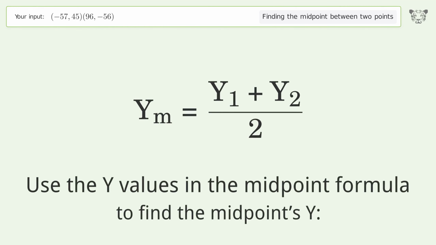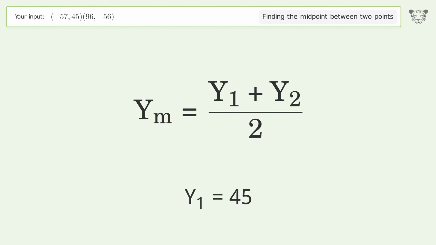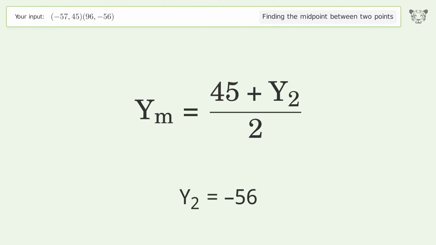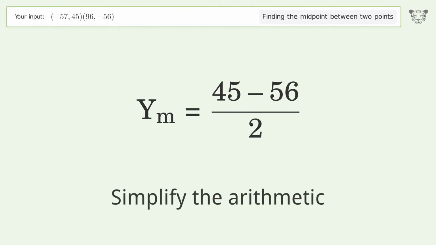Use the y values in the midpoint formula to find the midpoint's y. y1 equals 45. y2 equals negative 56. Simplify the arithmetic.